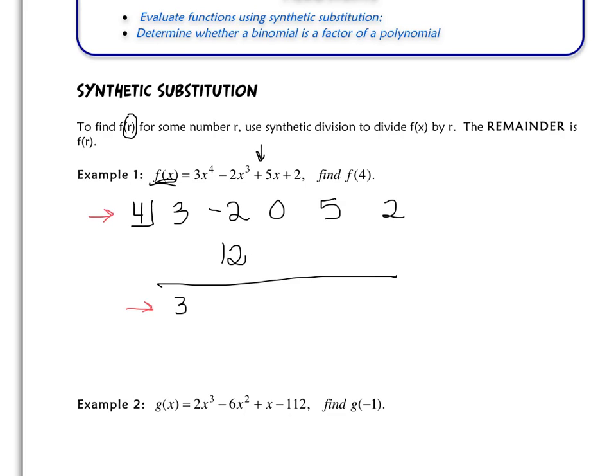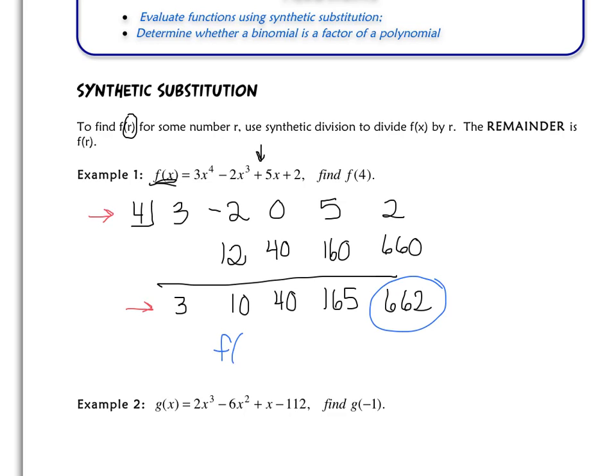Put that value there. Going down, we add. Negative 2 plus 12 is positive 10. Diagonally we multiply, so this 10 times this 4 on the outside is 40. Add, going down, multiply, add, so 5 plus 160 is 165, and now 4 times 165 is 660, and then going down we add. So our answer is the remainder, so f of 4 equals 662.